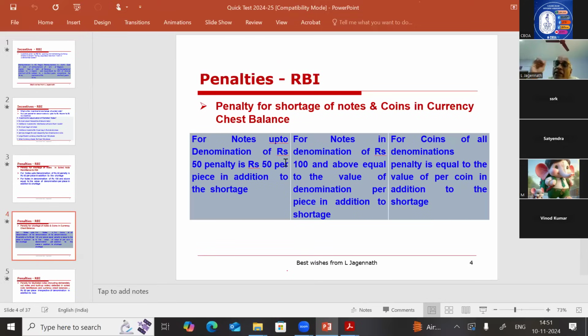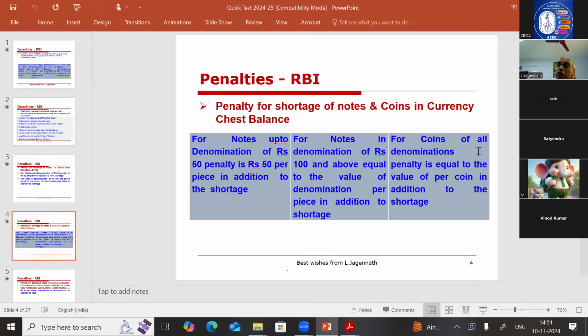Soiled note remittance, whatever penalty, the same penalty also applies for the shortage of notes and coins in the currency chest balance. If it is coins, let's assume a 100 rupees coin bag is missing, and let's assume it consists of 1000 rupees. If there is a shortage, 1000 plus 1000 you have to pay. Here only up to 50 rupees, so you have to pay 50 rupees plus the shortage. For example, 10 rupees means 50 rupees penalty plus another 10 rupees, 60 rupees. 100 rupees and above, same thing: 100 plus 100, 200 plus 200.